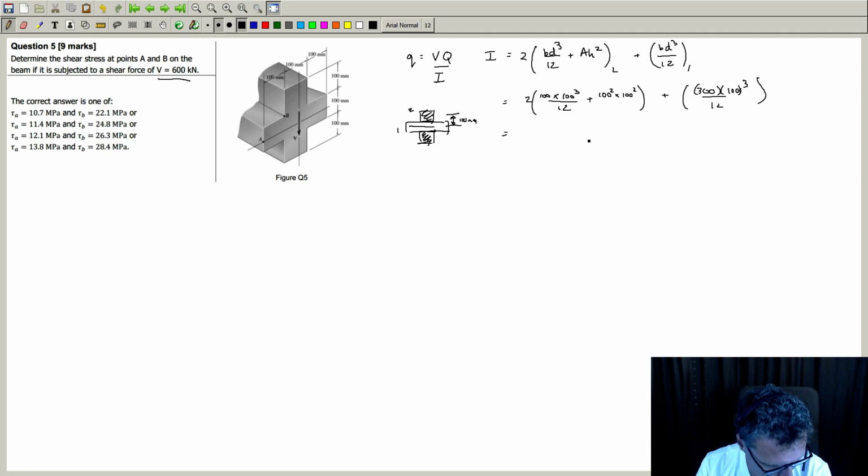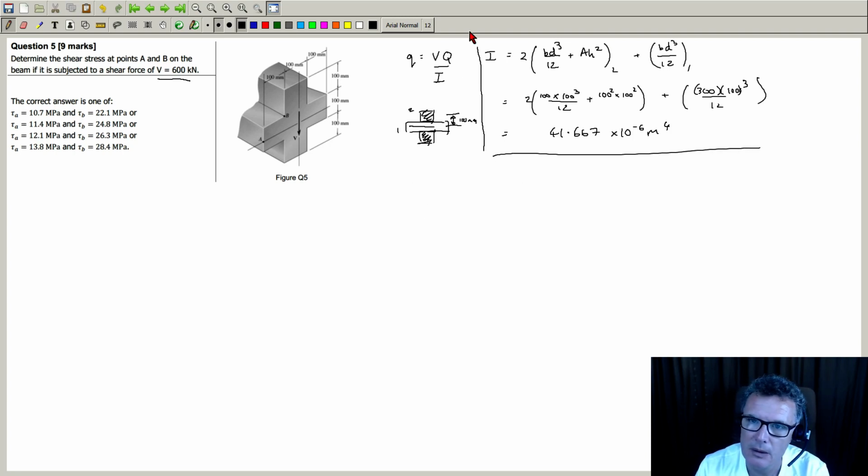Right, so put that in your calculator. It's going to be in millimeters. So I then convert the millimeters into meters, and I get 41.667 times 10 to the minus 6 meters to the power 4. So that's working out the I term.